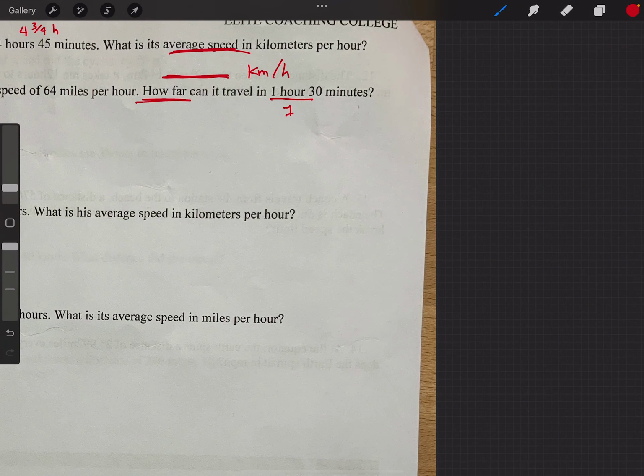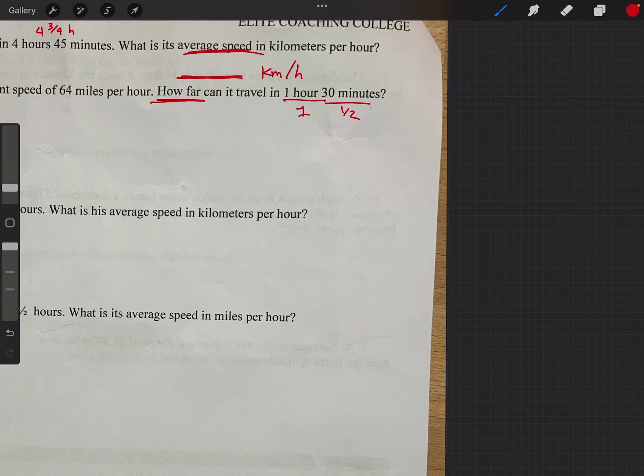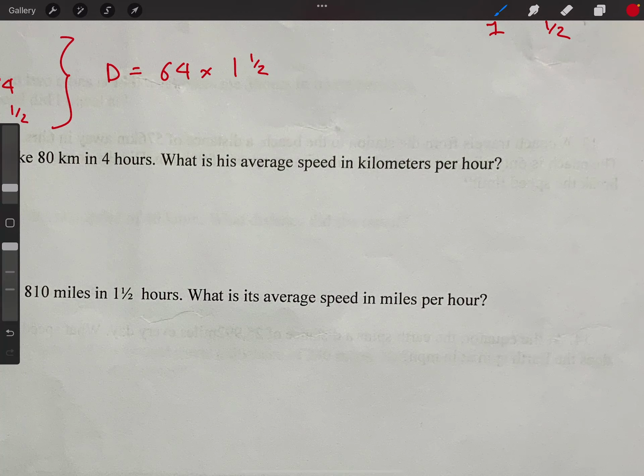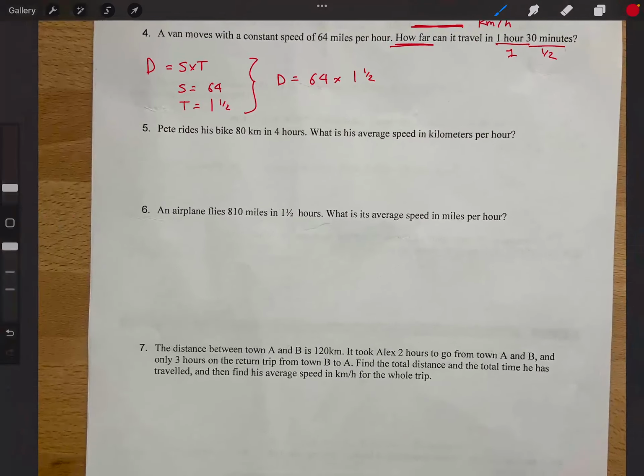So this is 1 hour. This is half an hour. So 1.5 hours. So to find the distance, it is equal to 64 times 1.5. Okay, you can work that out by yourself.